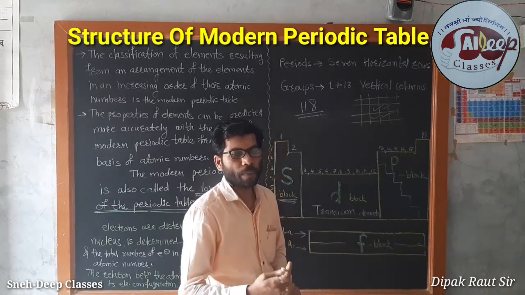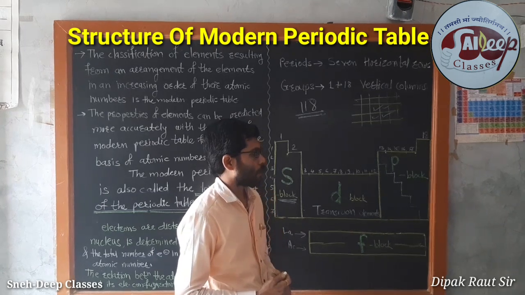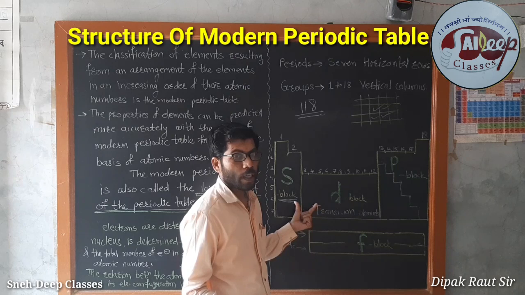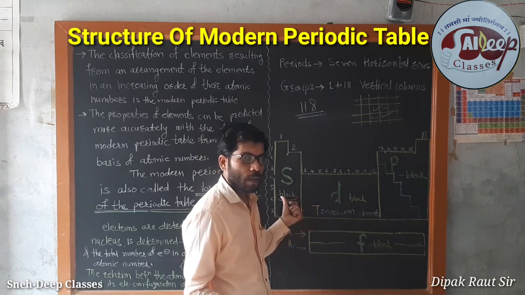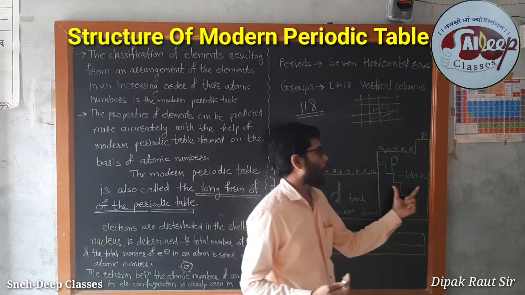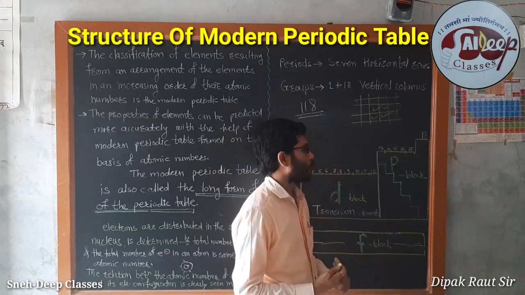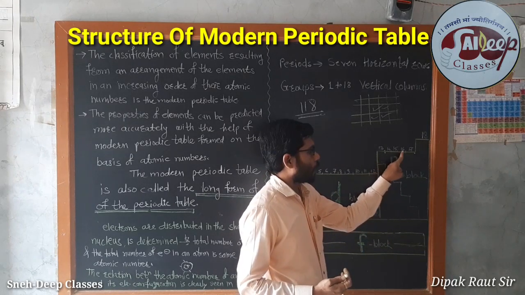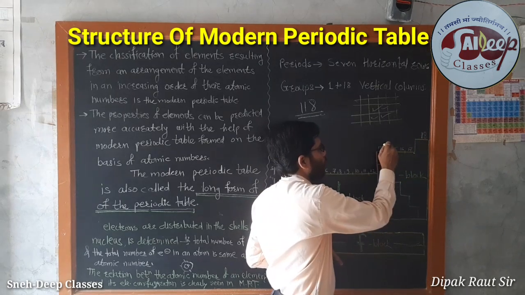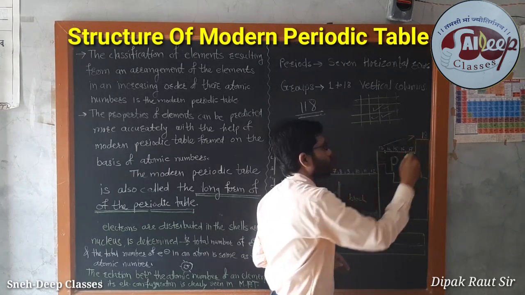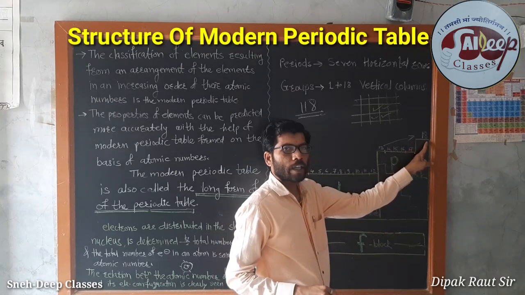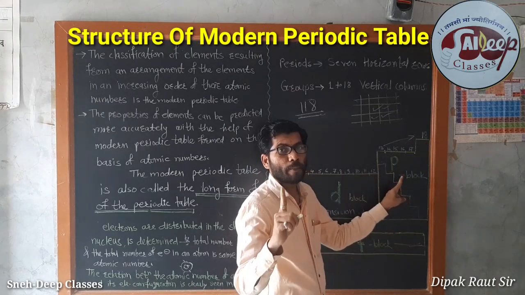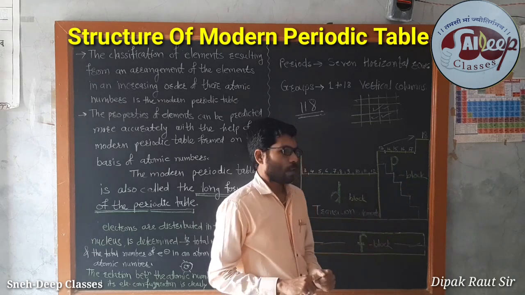Now second, P block elements. P for principal. P block elements. S for sharp, active. Very sharp. Where is this S block? First and second group. Now P block elements, that is principal block elements: 13, 14, 15, 16, 17 to 18. That means 13 to 18 groups. Total all are the P block elements.